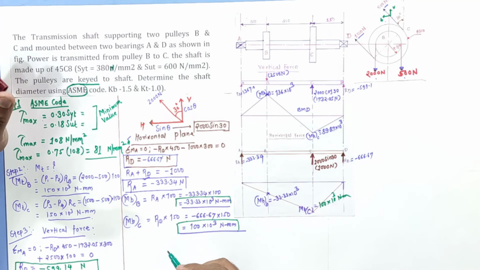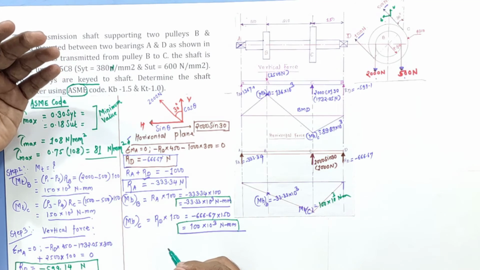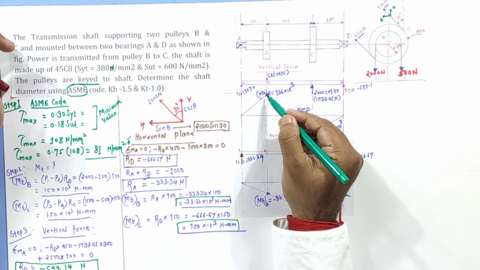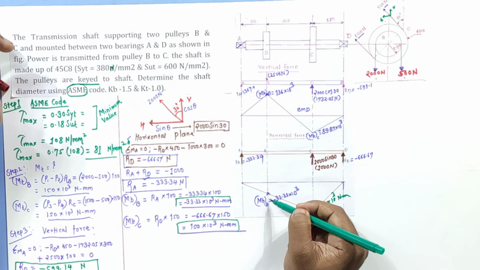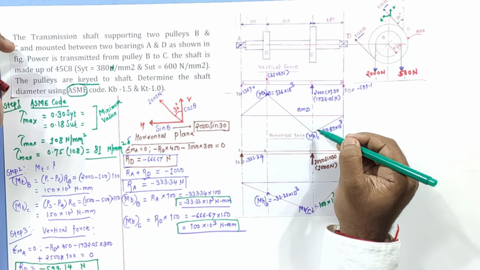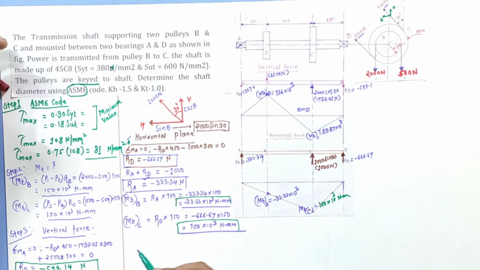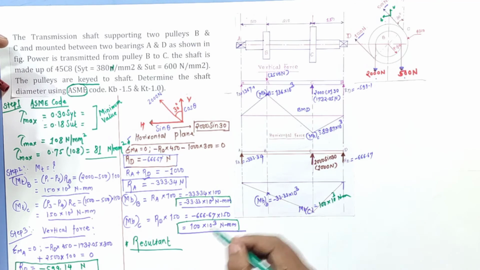Now it's time to find out the resultant, because I need to select which bending moment to use. Here also for the vertical plane, for pulley B bending moment, and for the bigger pulley also bending moment. Out of these four, how can I select? So for that I will have to use a resultant. So I'll write resultant bending moment. First of all I'll consider pulley B. So the bending moment at B, that is the resultant bending moment.